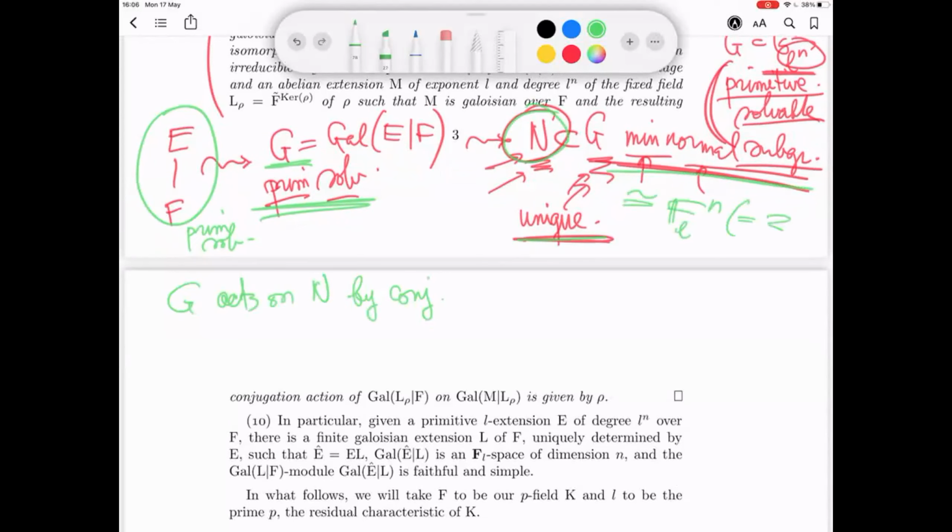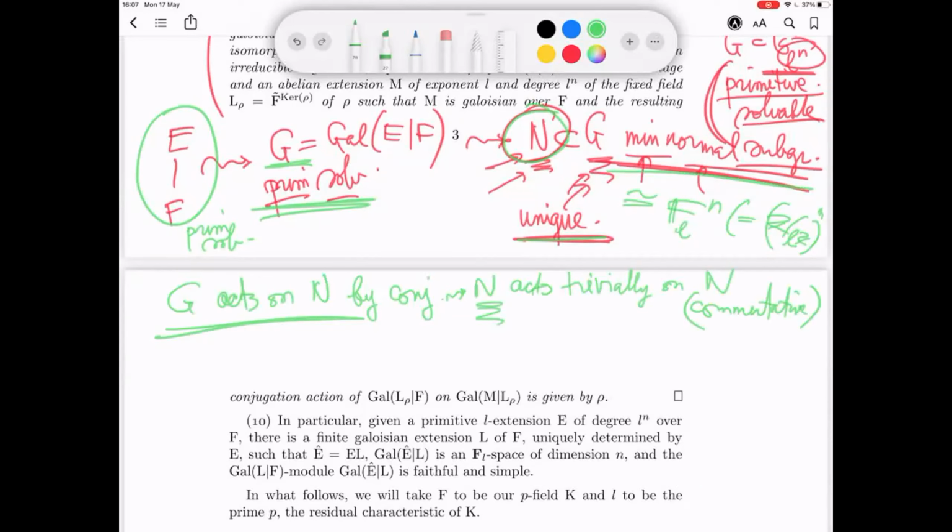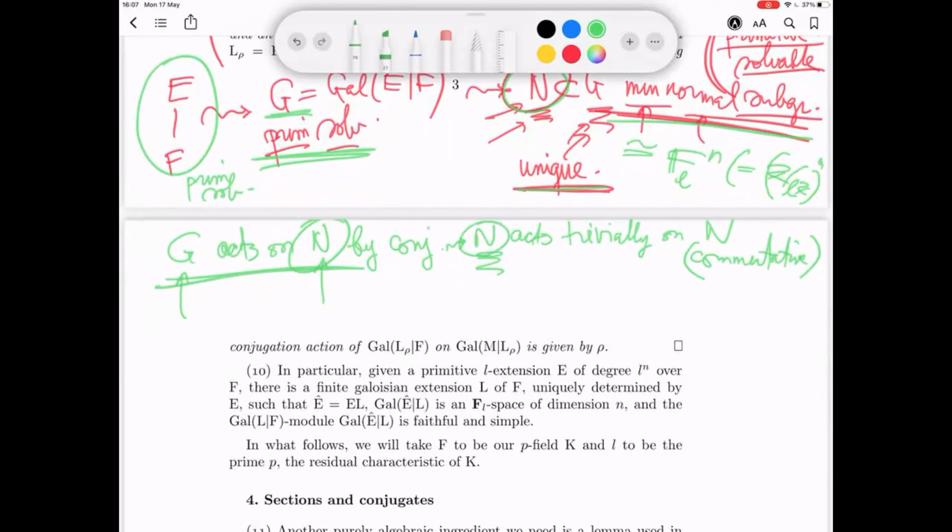So G acts on this, and in fact, N acts trivially on N, right? Why is that? Because N is commutative. The action is by conjugation, and if a group is commutative, then there are no nontrivial inner automorphisms, right? So G acts on itself by inner automorphisms, and it leaves N stable. And the restriction of that action to N is trivial because N is commutative.